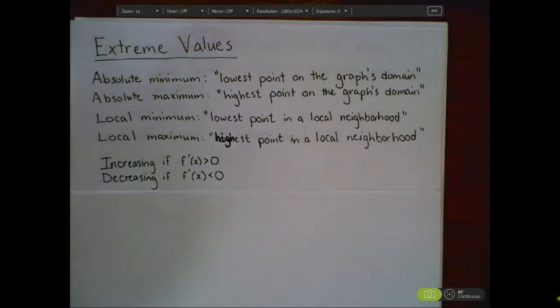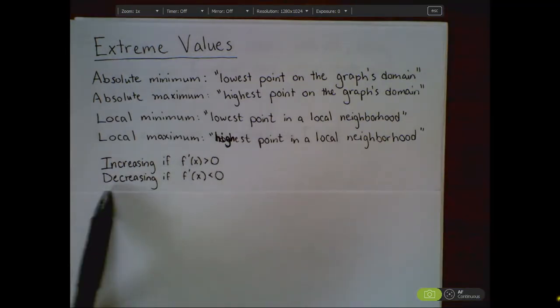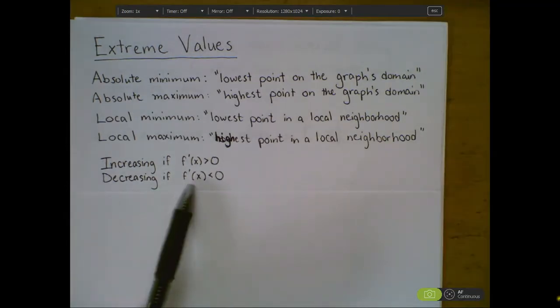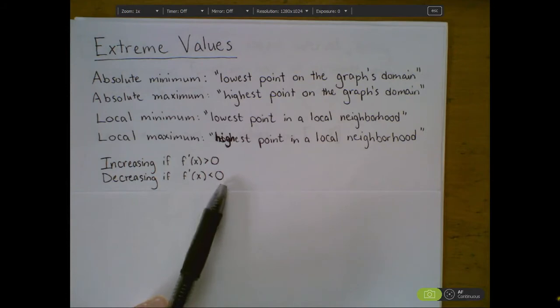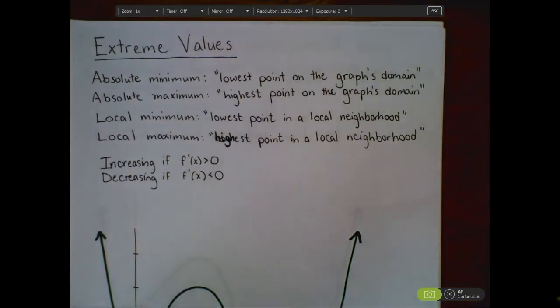We're also going to talk about when a function is increasing. A function is increasing if the slope is positive, meaning that the derivative is greater than 0. And the function is decreasing if the derivative is less than 0, meaning that it's sloping downwards. Let's look at these in relation to this graph.